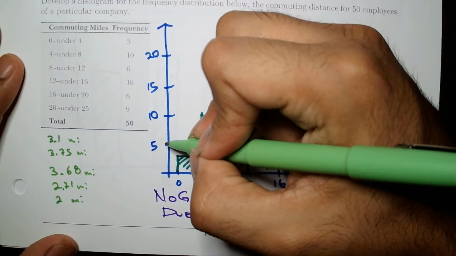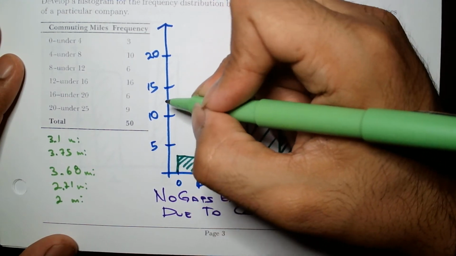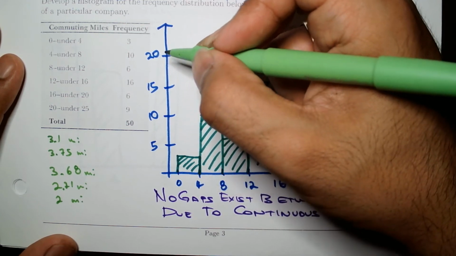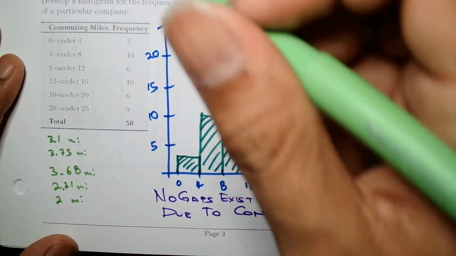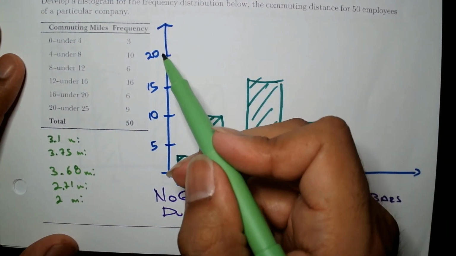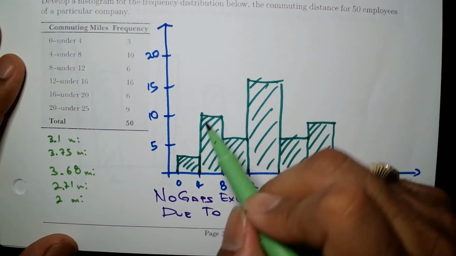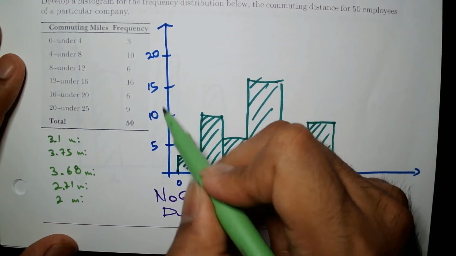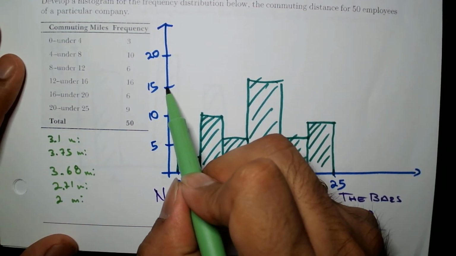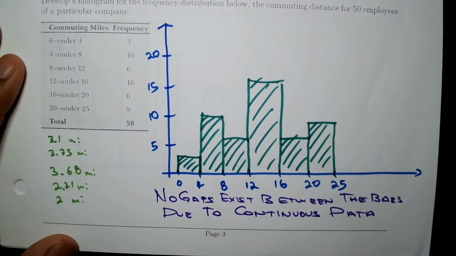You could do it by 3 again, like 0, 3, 6, 9, 12, 15, 18, 21, 24. The maximum is 16, so you could go all the way to 18 if you divide by 3 each time. In this case, I did division by 5: 10, 15, and 20. 20 is my largest. I cannot stop at 15 because there's a 16. I need one more label.